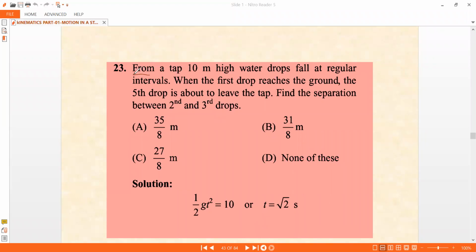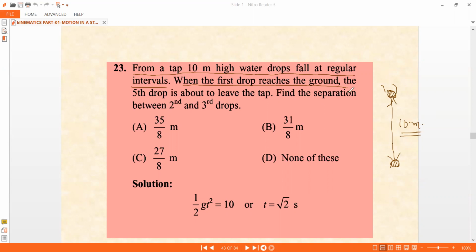So here is a question. From a tap 10 meters high, water drops fall at regular intervals of time. It's a small drop of water. We don't know what the interval of time is. When the first drop reaches the ground, that is, when it comes out of the tap and reaches the ground, it has traveled a distance of 10 meters.